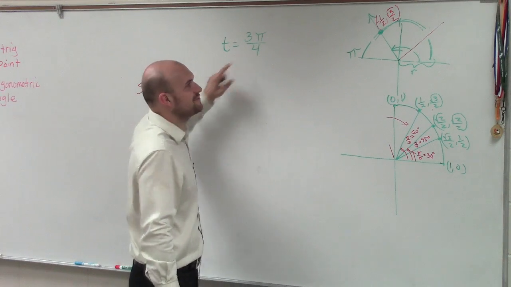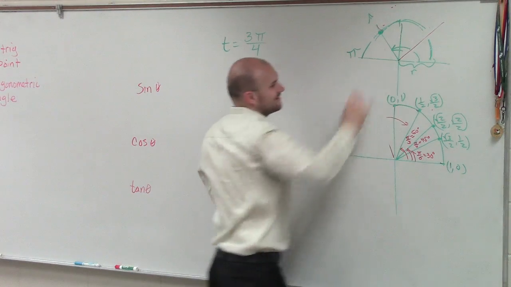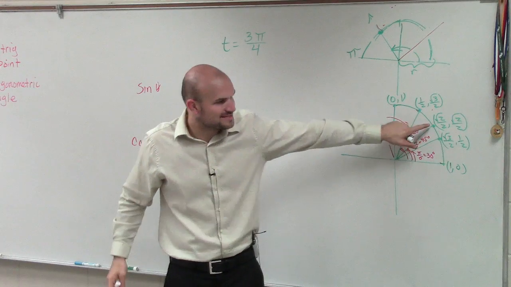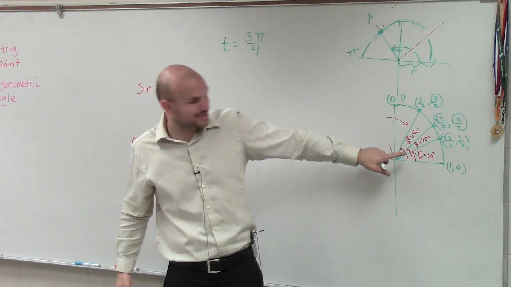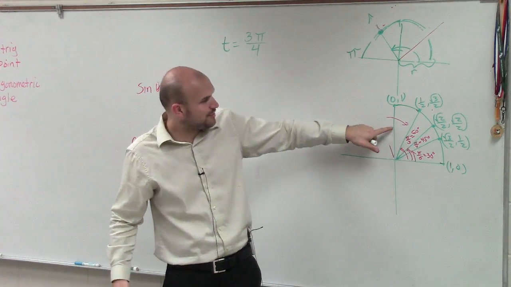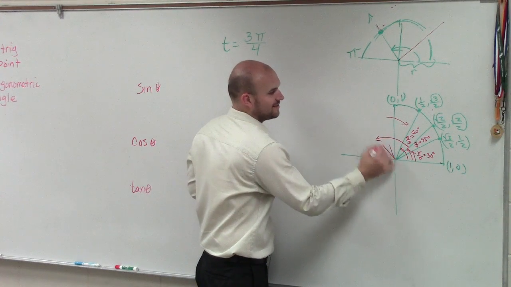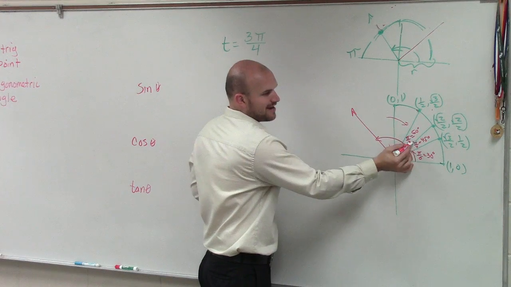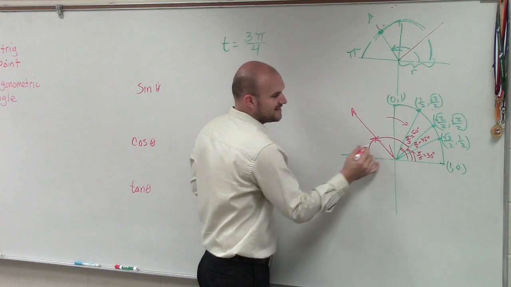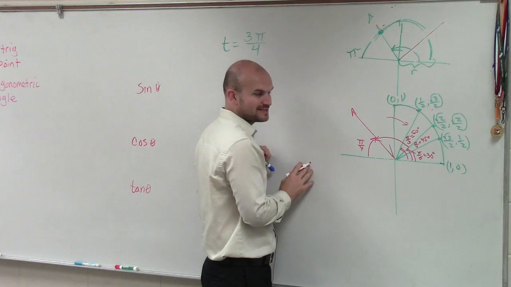Guys, this is 3 pi over 4. That's pi fourths. Pi fourths, 2 pi fourths, 3 pi fourths. Therefore, it's a reflection of this angle. This angle is pi fourths away from the x-axis. This angle is going to be pi fourths away from the x-axis.